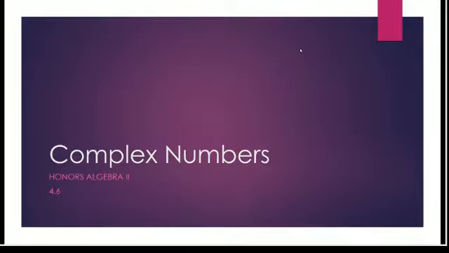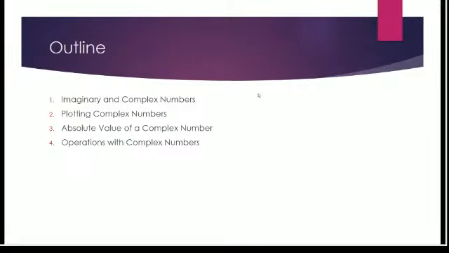Listen up, boys and girls, because today we are going to talk about complex numbers. As we talk about complex numbers, we're going to talk first about imaginary numbers and where they come from and how they relate to complex numbers. Then we're going to talk about plotting complex numbers.